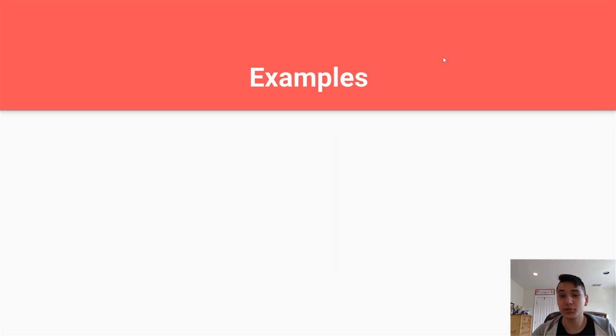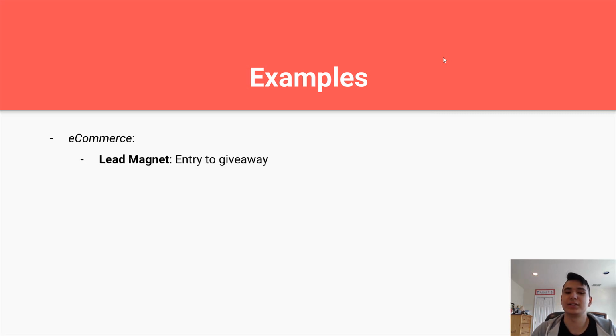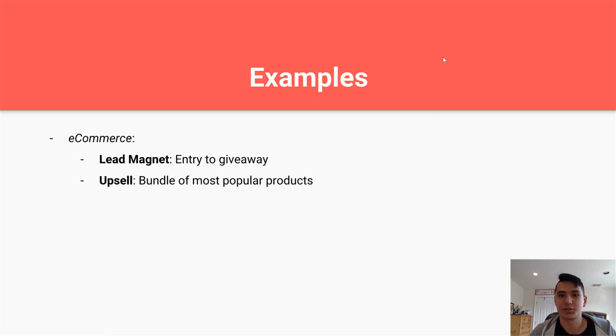So just a few quick examples with some businesses. For an e-commerce business, the lead magnet they could use was an entry into a giveaway. Let's say they could say, give us your email address and you could be entered to win one of everything from our store, or just one of our products, any sort of giveaway. And then the upsell could be a bundle of their most popular products, which if someone's entering the giveaway, then theoretically they're interested in the sorts of products that that e-commerce store offers, and they could potentially be interested in the most popular products that that store has to offer.